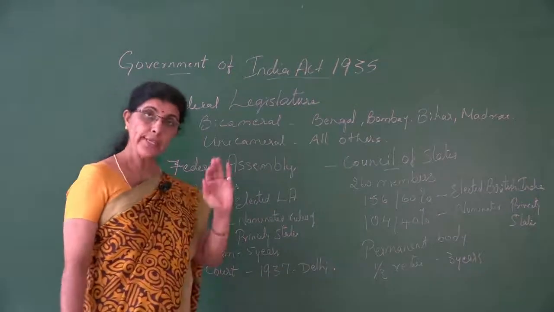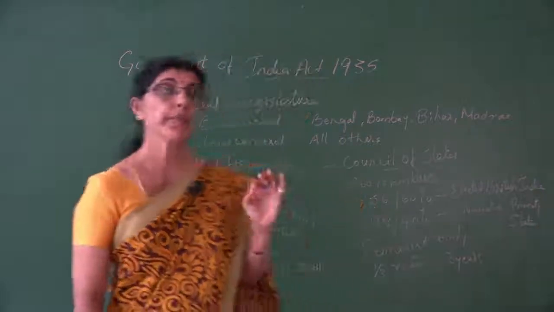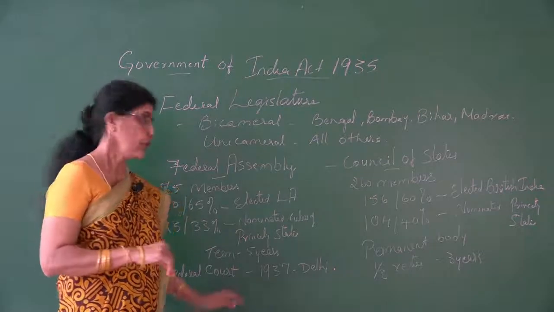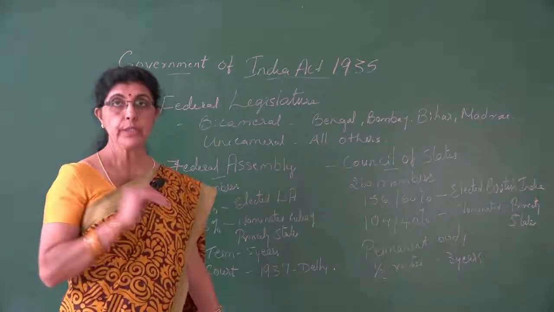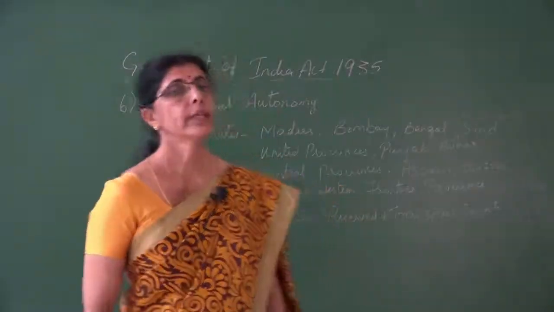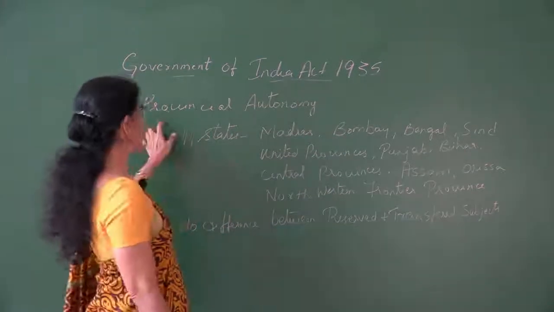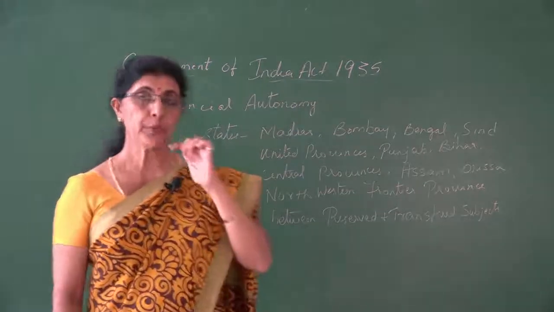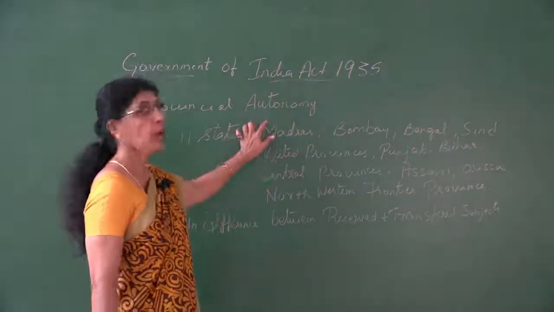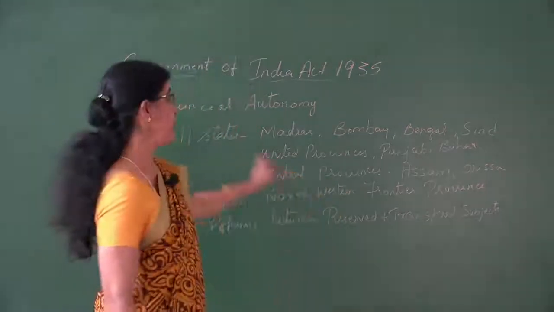And this Federal Court existed till 1950, when the Constitution transformed it into the Supreme Court that we have till today. The next provision of the Government of India Act 1935 is provincial autonomy. That means all the provinces will be autonomous. Autonomous means giving them complete freedom to take decisions with regard to their provinces.